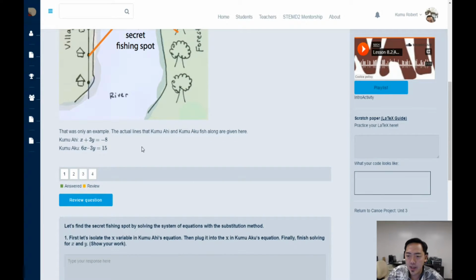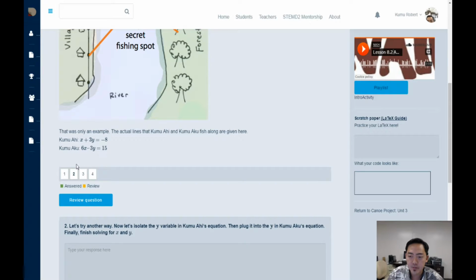In question 1, we are asked to first isolate the x variable in Kumu Ahi's equation, and then substitute it into the x for Kumu Aku's equation. And then we will finish solving for x and y. In question 2, we are isolating the y variable in Kumu Ahi's equation, and substituting the y variable in Kumu Aku's equation.